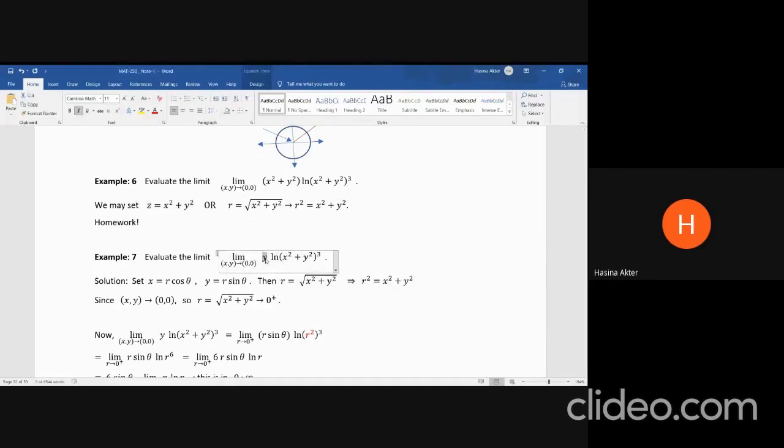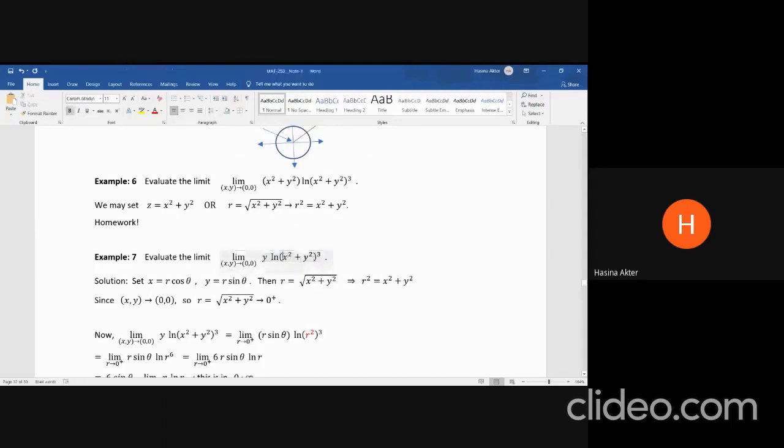Because you have to keep everything in a single variable. For example, when we have theta, we said that theta is free. We don't try to control theta. That means we have to control a single variable r. So over here, you don't have a chance to set z equals y or z equals x squared plus y squared to make this function a function of a single variable.